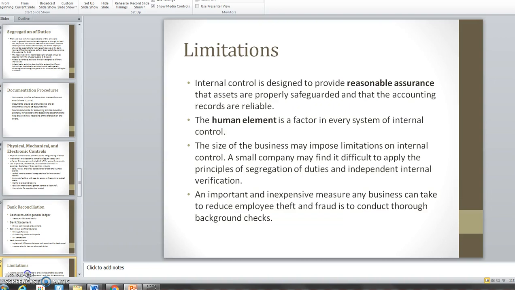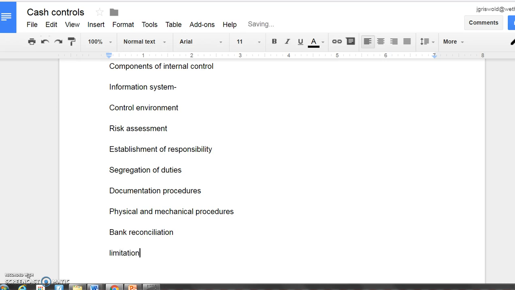These are the limitations. Obviously, there's going to be limitations. Internal control is designed to provide reasonable assurance. Assets are properly safeguarded. Accounting records are reliable. The human element is a factor in every system of internal control. That's very important. The size of the business may impose limitations. Again, a small company could find it difficult to apply these controls. And again, there are always certain measures you can take to reduce theft, fraud, and so on. So again, add limitations to your notes.